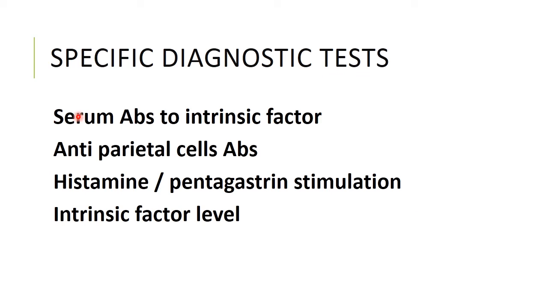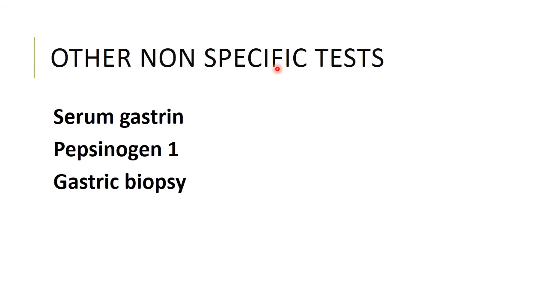Specific diagnostic tests: serum antibodies to intrinsic factor can be determined. Antiparietal cell antibodies also can be determined. Histamine or pentagastrin stimulation test can be done. And intrinsic factor level in the blood also can be determined. Other non-specific tests are serum gastrin analysis, pepsinogen 1 assay, and gastric biopsy also can be obtained to rule out this pernicious anemia.